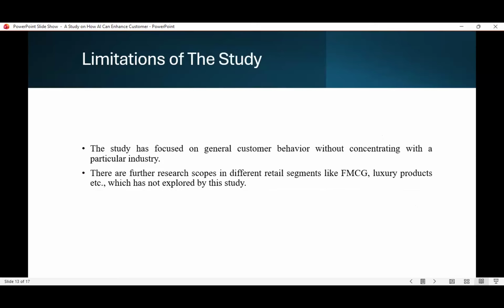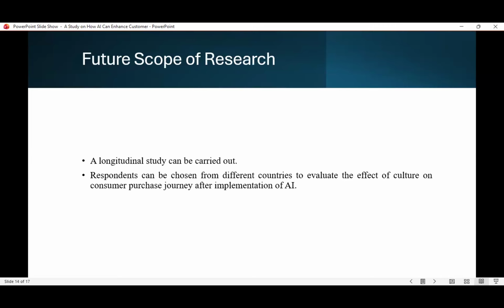Coming to the limitations part, yes, of course, like any other study, we do have limitations in our study. First of all, this study looks at general customer behavior without concentrating on any particular industry. At the same time, if the research scope could be extended to different retail segments like luxury or premium products or FMCG products, this side has not been explored in this particular study.